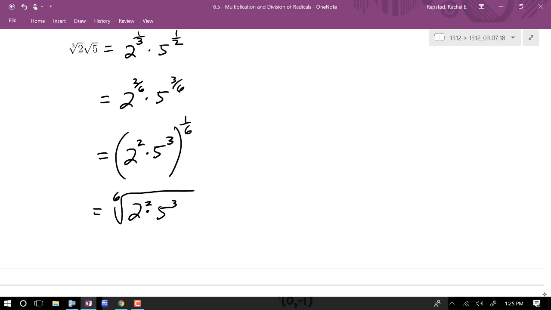And 2 squared times 5 cubed, 4 times 125 is 625? I feel like that's wrong. No. 4 times 125, oh, 500, okay. Maybe I'm getting sick too.